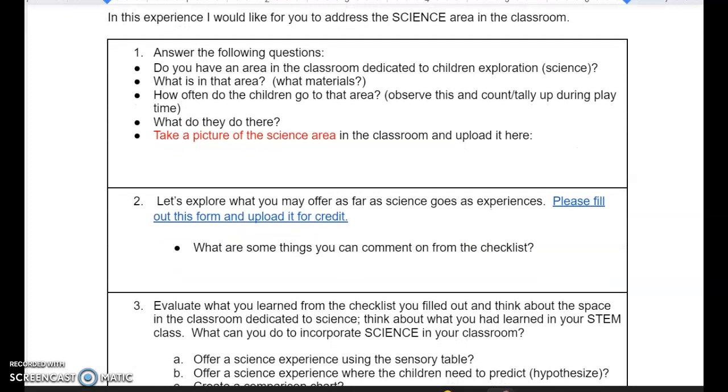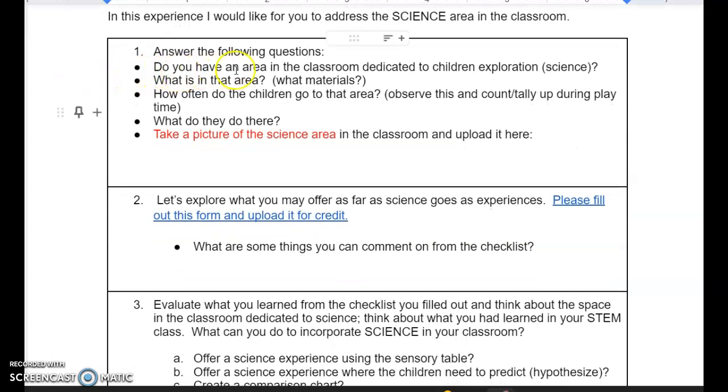So the first thing I'm going to have you do is answer those questions. Do you even have an area in the classroom dedicated to exploration slash science? Exploration is also something to think about. If you do, please tell me, what do you have in that area? It doesn't have to be called the science area. Maybe you have a sensory table. That is also considered exploration. So tell me what's in there, okay?